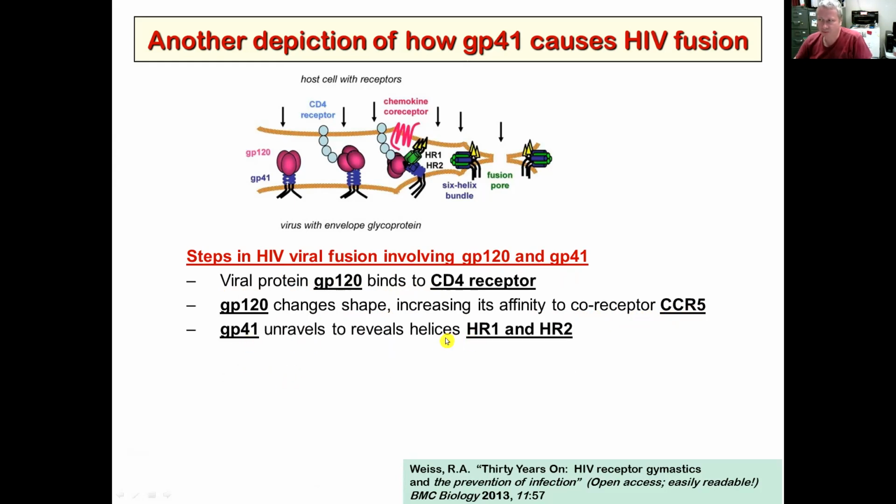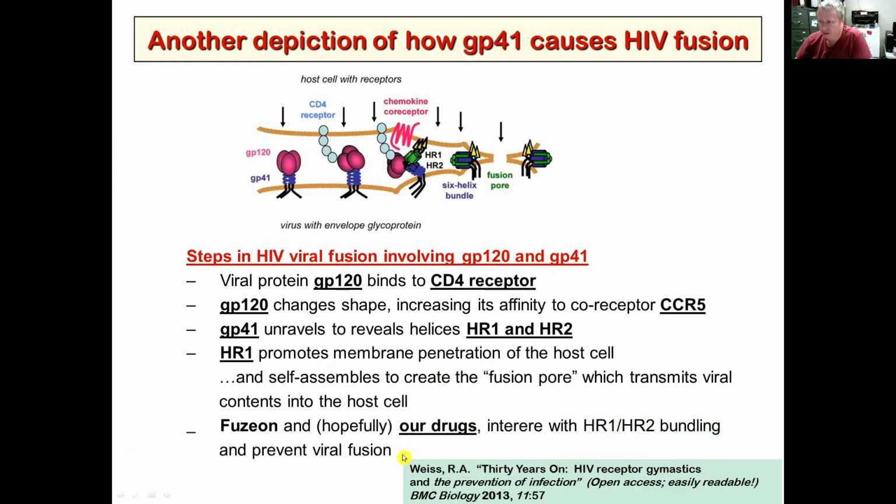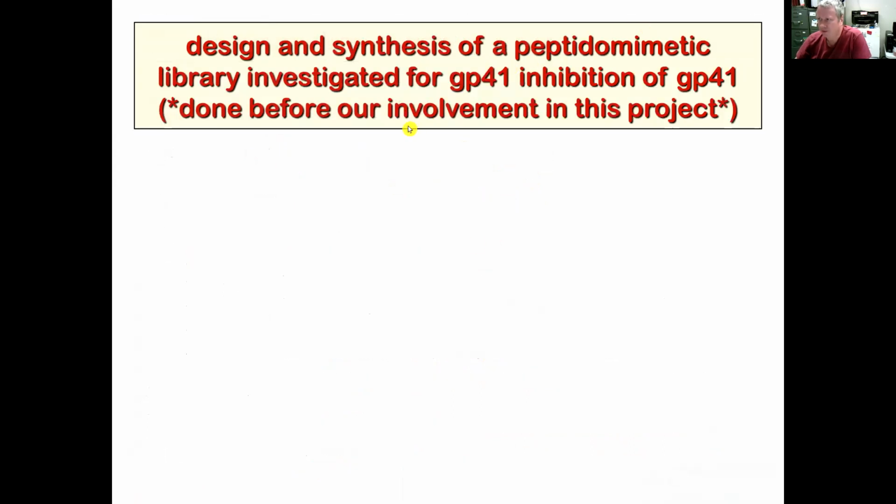GP41 unravels to reveal these helixes, HR1 and HR2. So this is all part of GP41. And then they fold in on themselves to make a happy bundle. And that mechanically brings the two cells together. It's pretty crazy. HR1 promotes membrane penetration of the host cell. It self-assembles to create a fusion pore. And then the fusion pore allows the viral contents to spill in, okay? Hopefully the drugs we're trying to design interfere with this bundling process and prevent HIV viral fusion. Okay, cool. All right, there's fusion again.